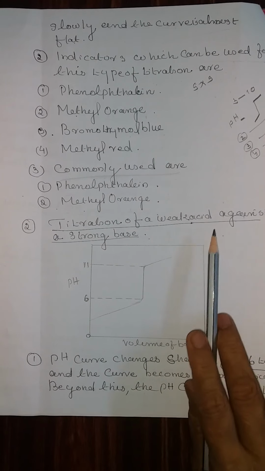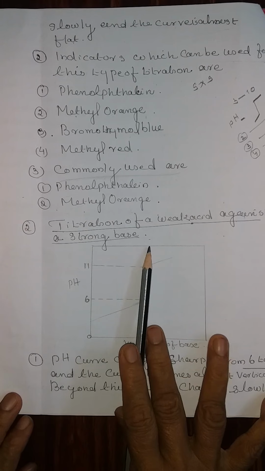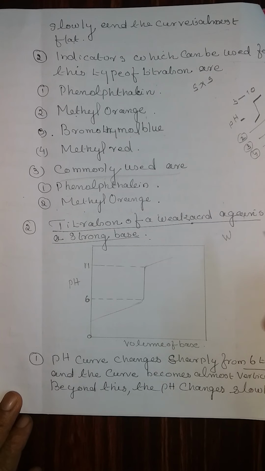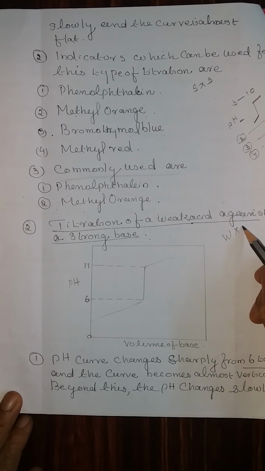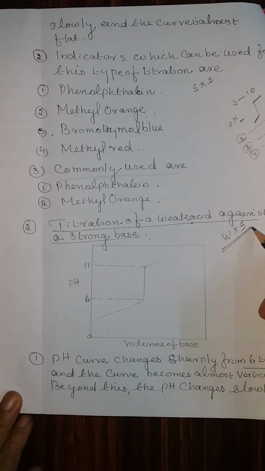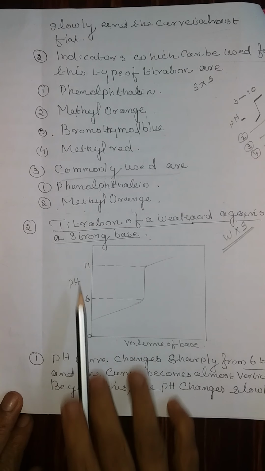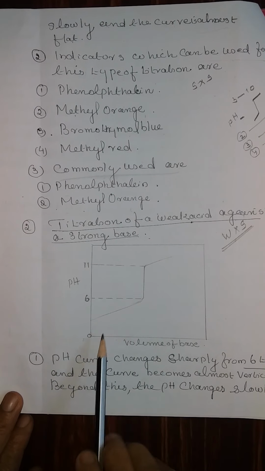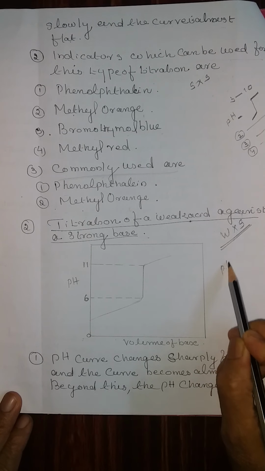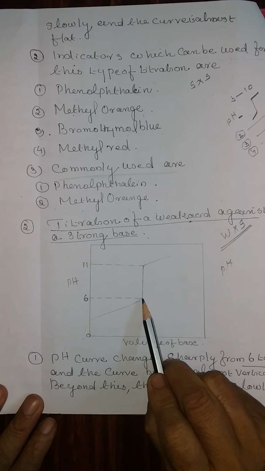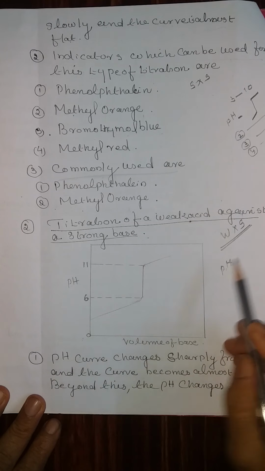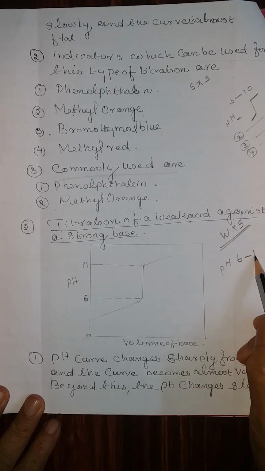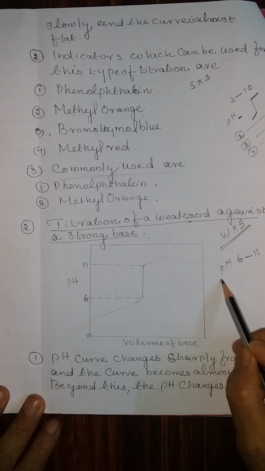Titration of a weak acid against a strong base. That means the acid is weak whereas the base is strong. That is the condition. First is the pH curve. The pH curve clearly indicates there is a sharp change between 6 to 11. This is the first point.